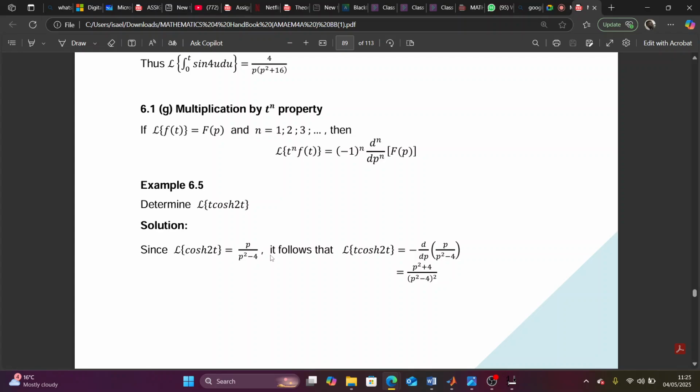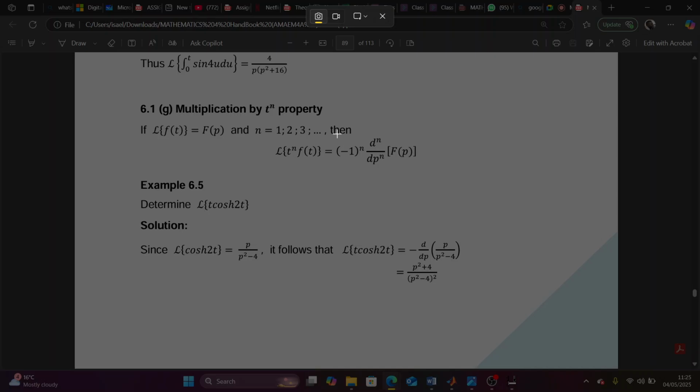Yes. Multiplication by t. This is very, very important as well. The only thing that you need to know here is the formula. Here is the formula of multiplication by t. What does it say again?